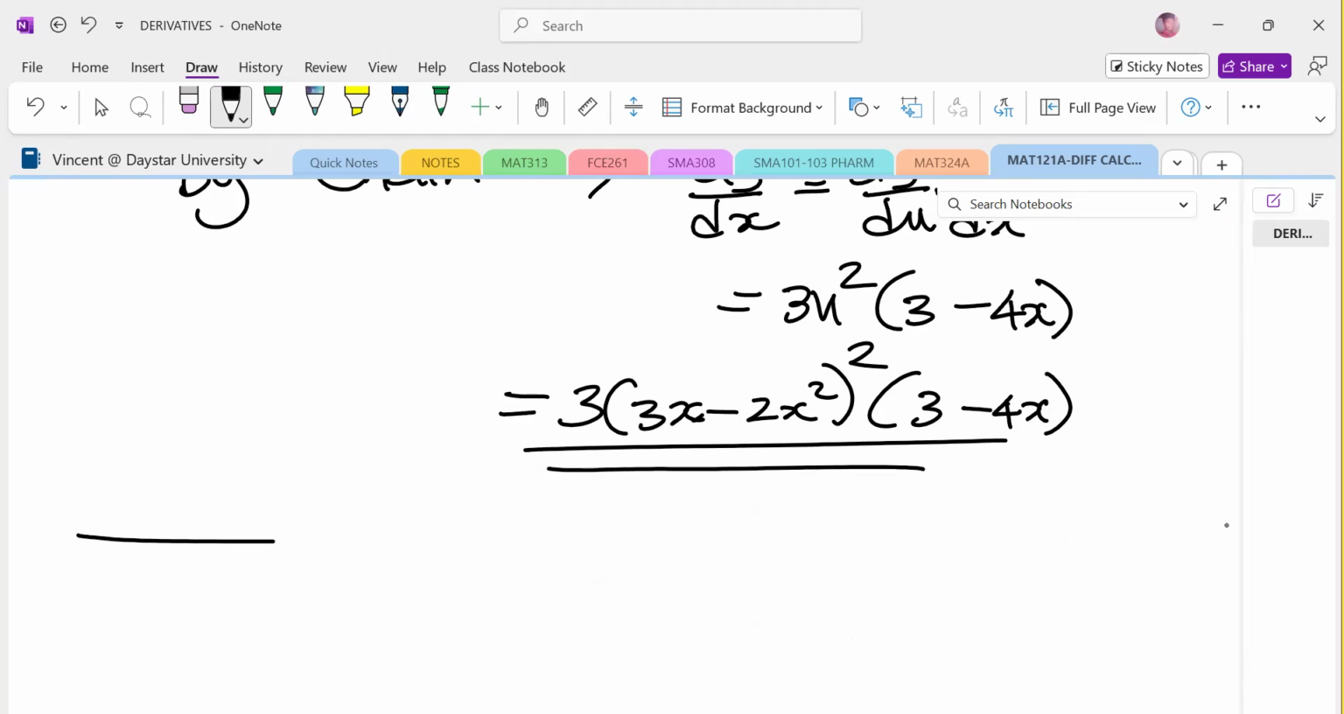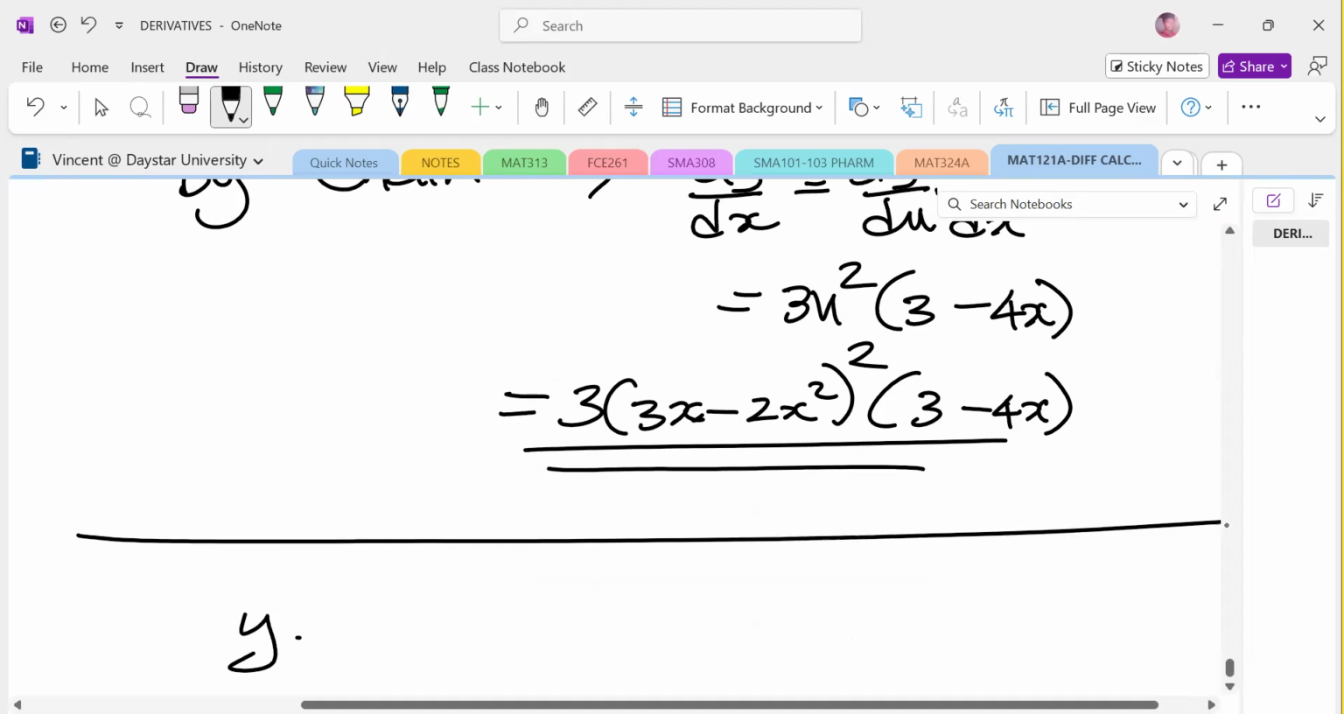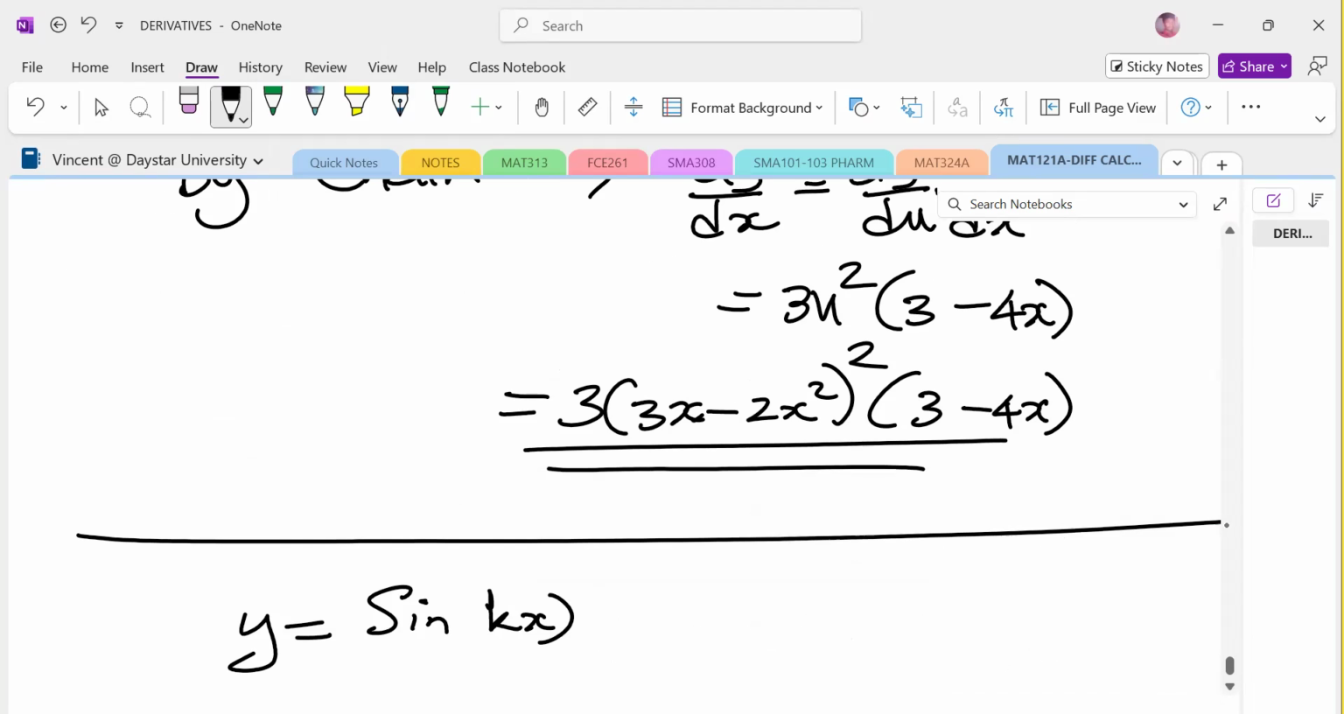Then can you find dy dx when we have y is sine of kx, where k is a real number?